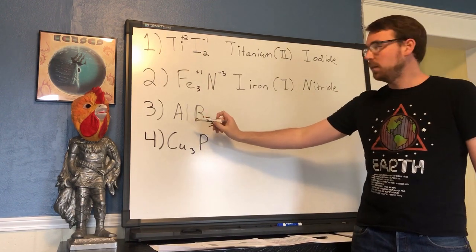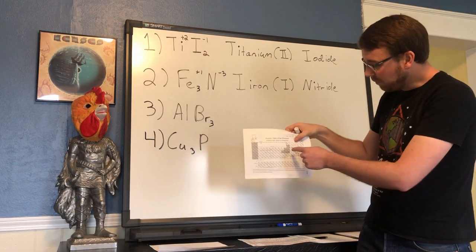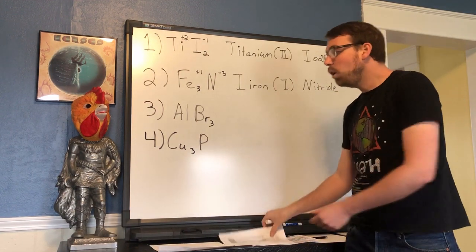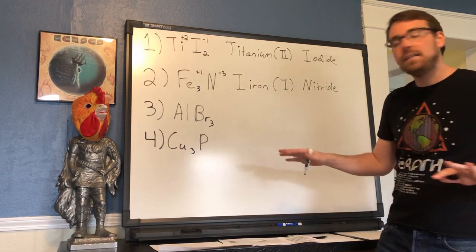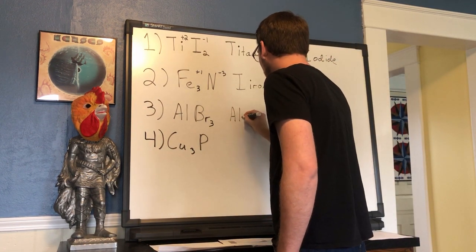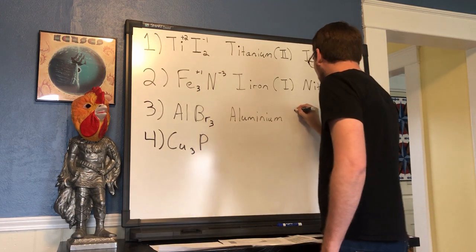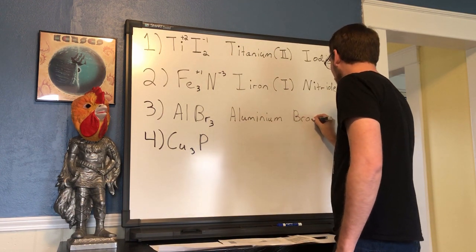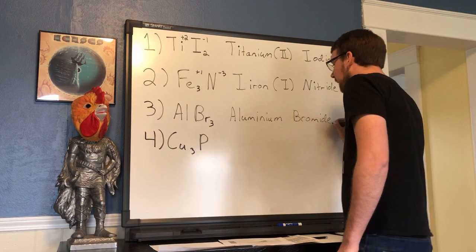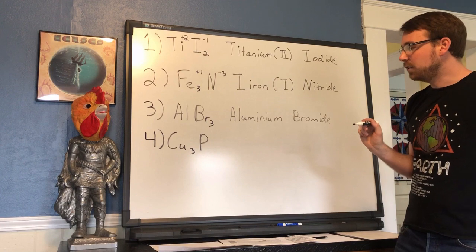Next, we have a compound with aluminum and bromine. Looking at the periodic table with charges, we see aluminum is always +3, so we do not need a Roman numeral here. So we are going to have aluminum bromide. Again, no Roman numeral because aluminum always has a +3 charge.